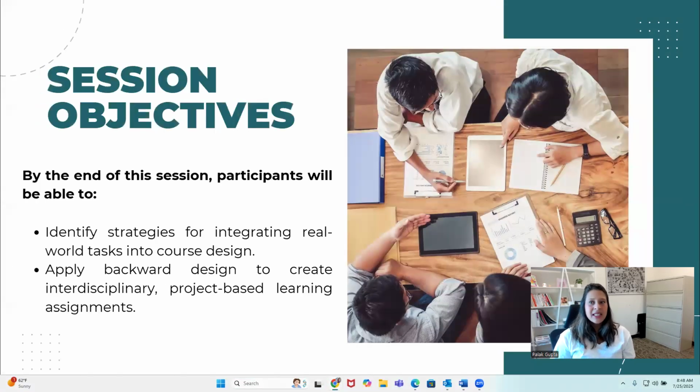So, by end of the session, you will be equipped to identify strategies for weaving real world tasks into your course design. And then we'll explore the application of backward design, in which we will create interdisciplinary project-based learning assignments that are both engaging and impactful and useful for our students and our future workforce.